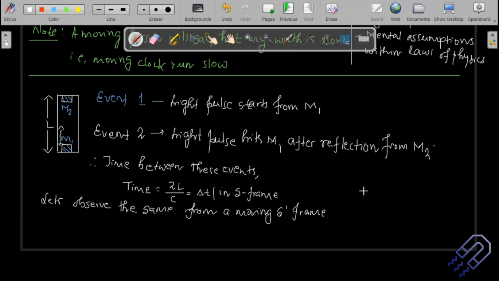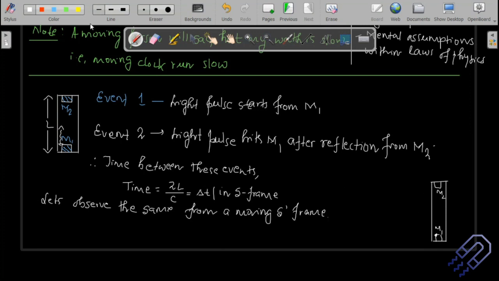Let me draw it on this side maybe. This is the original frame, and we know it's basically a moving frame of reference. I will mark this as M1 and this as M2. Now, if you're observing it from a moving frame of reference, the light pulse leaves the signal at this particular point. But by the time it reaches M2, this entire frame is moving.